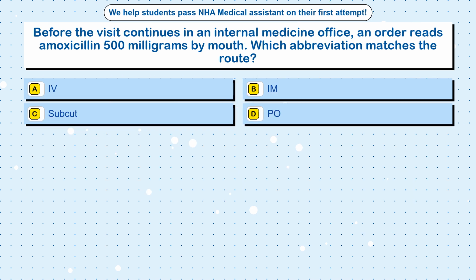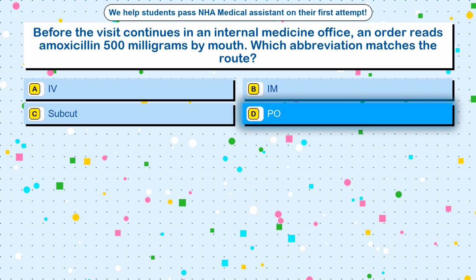Question 50. Before the visit continues in an internal medicine office, an order reads amoxicillin 500 mg by mouth. Which abbreviation matches the route? Option A, IV. Option B, IM. Option C, subcut. Option D, PO. The correct answer is option D, PO.